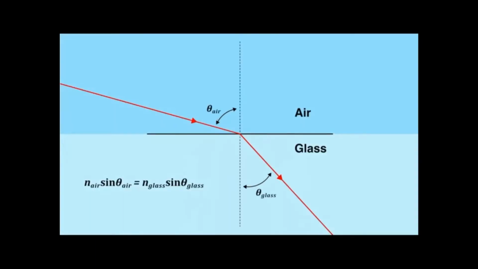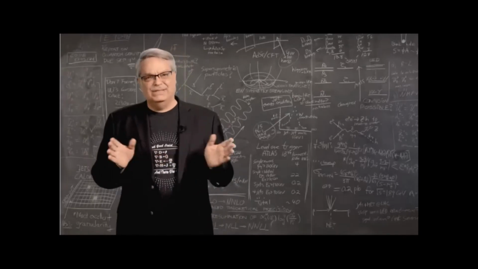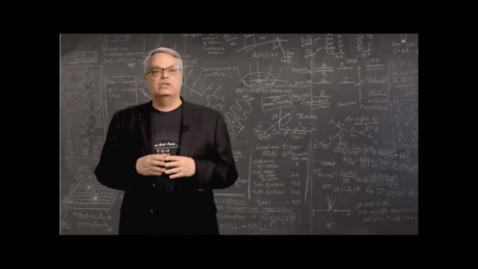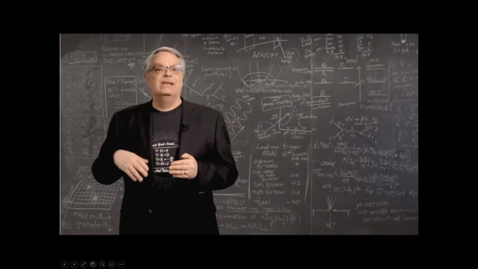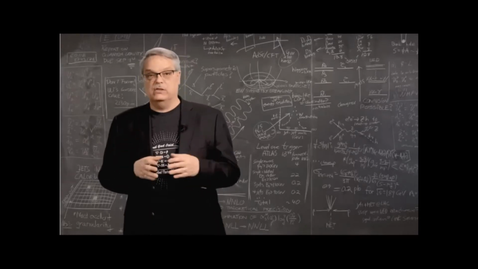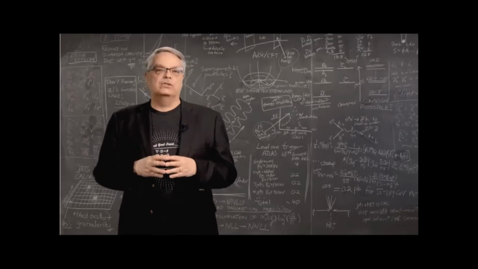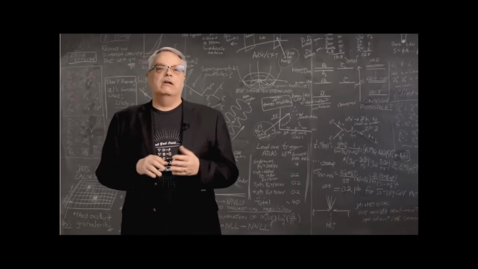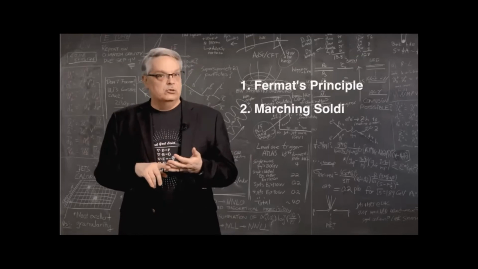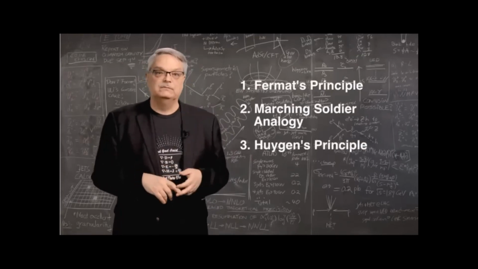If you'd like to learn how to use the formula, there are many online tutorials, but I'm not going to cover that here because I want to get into the question of what is the physical process that causes the path of light to change as it enters the glass. So let's get into it. There are three commonly suggested explanations that are wrong, or at least incomplete. They are Fermat's principle, the analogy of soldiers marching, and Huygens' principle.